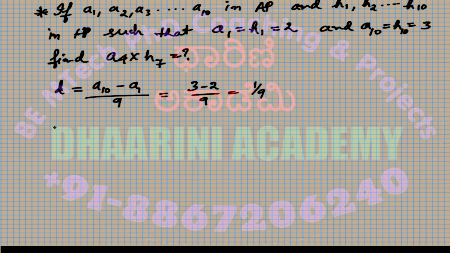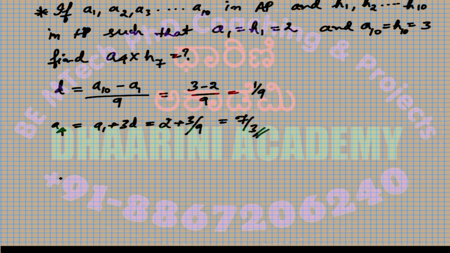If this is the case, how do you find the fourth term? That is A4, right? The fourth term is A1 plus 3 times this. So 2 plus 3 times 1 by 9 is this, right? So 3 by 9 is 1 by 3. So 2 plus 1 by 3 is 6 plus 1 over 3. So this is 7 by 3. So you got A4 directly. Okay, go ahead and do the same thing for HP, right?